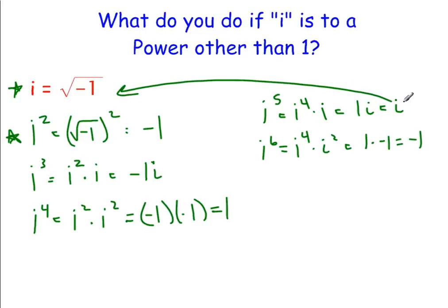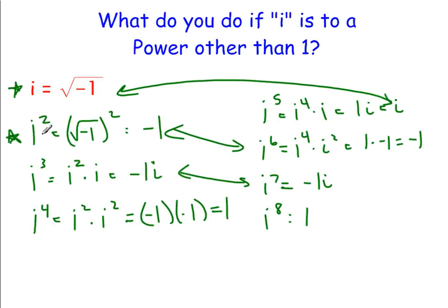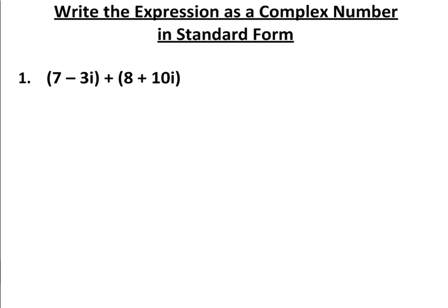If I notice, i is what I started with, negative 1 is next, so if you actually did the work for i to the seventh power, I'd get negative 1i. If I did the work for i to the eighth, I would just get 1, and the cycle continues. But we're going to try simplifying, and if you just remember that i squared is equal to negative 1, it's going to be very easy to simplify a lot of our problems.